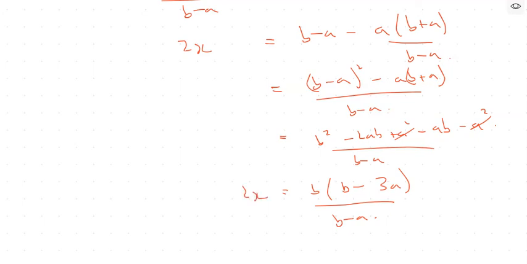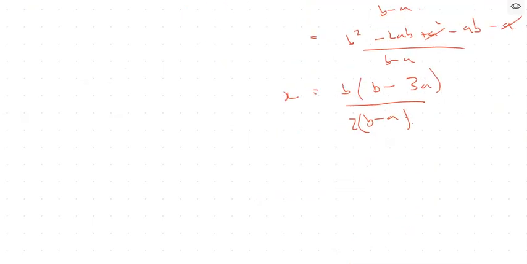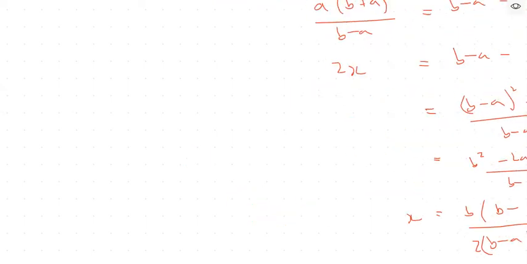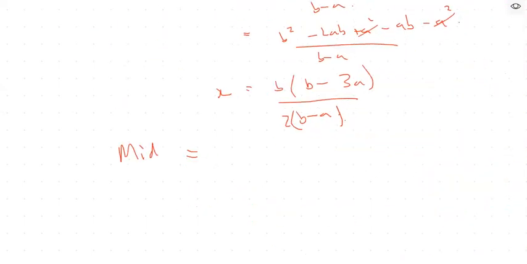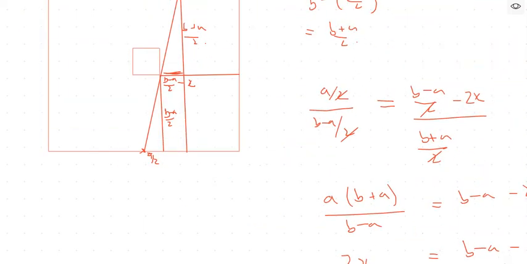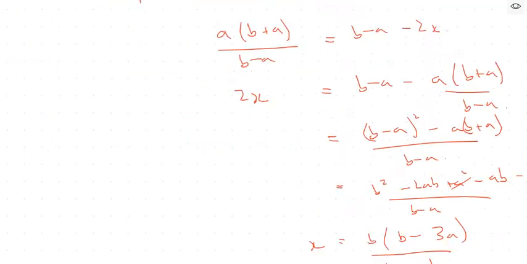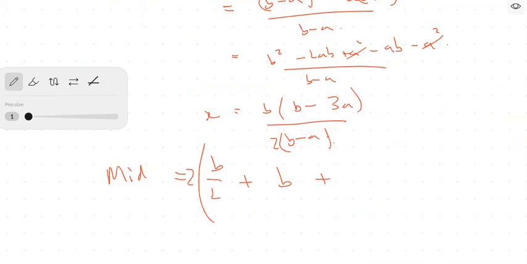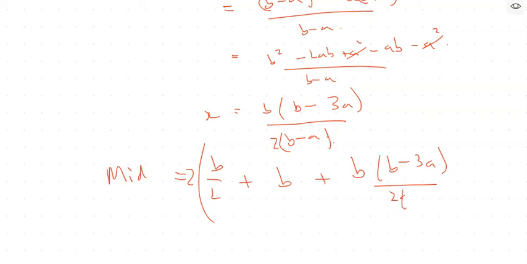So if I just make x equal to that over 2. Okay, so the middle total is equal to, we've got b over 2, sorry, 2 lots of b over 2 plus b, so b over 2 is this bit, b is the entire side, and then the x is the bit at the top. So b minus 3a over 2b minus a.